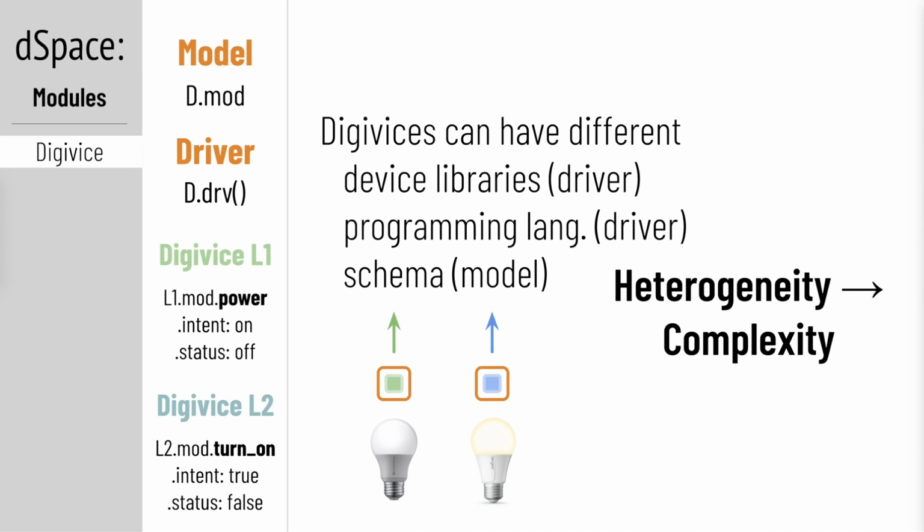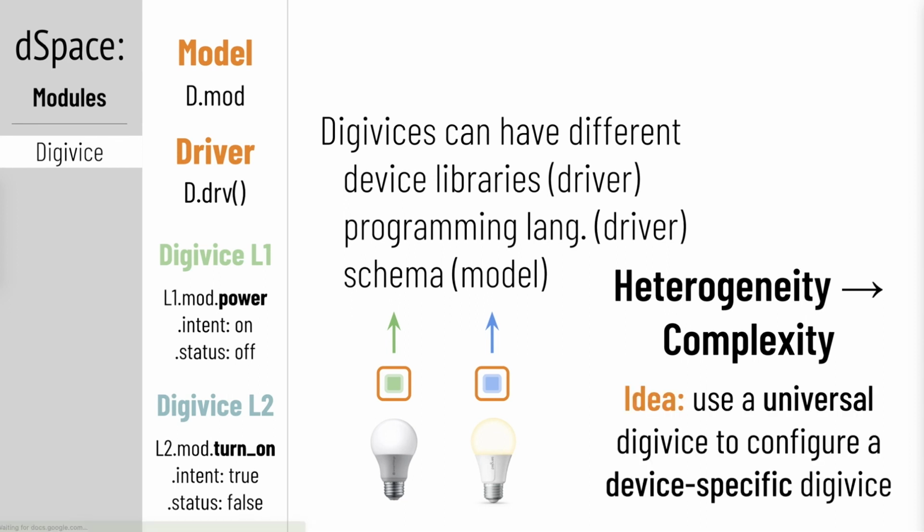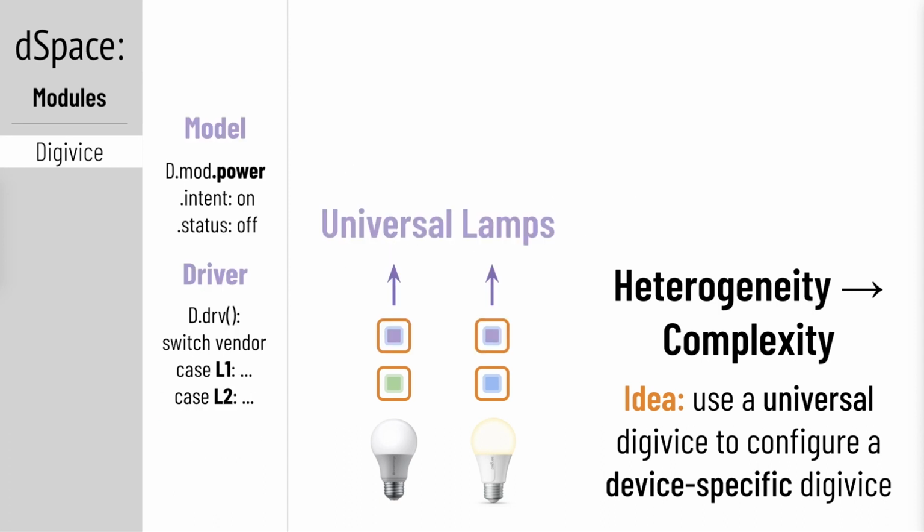For example, one digivice refers to the lamp's power as attribute power, whereas the other calls it turn on and as a Boolean value. This is undesirable because whoever is interacting with the lamps needs to deal with these heterogeneous APIs. To address this, dSpace allows developers to create universal digivices that can configure those device-specific ones, just as a lamp digivice configures the physical devices. A universal lamp driver can configure a lamp of either type, and yet it exposes a uniform model.